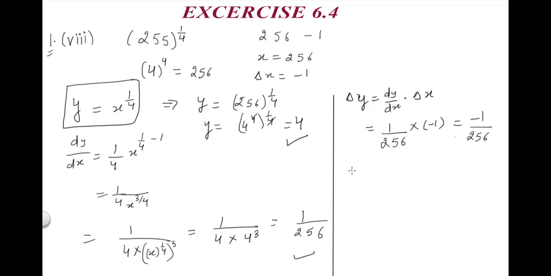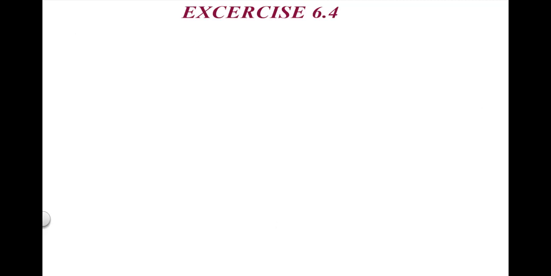Now we have to find out y plus delta y. That means with respect to x, the small change in y. So y value is 4 and delta y value is minus 1 upon 256. Solving it, we get 3.9961 approximately. So this will be the answer for 255 to the power 1 divided by 4. Let us go to another question now. So now I am going to discuss the 10th part of it. Question number 1, 10th part, in which it was asked to find out the value of 401 to the power half.